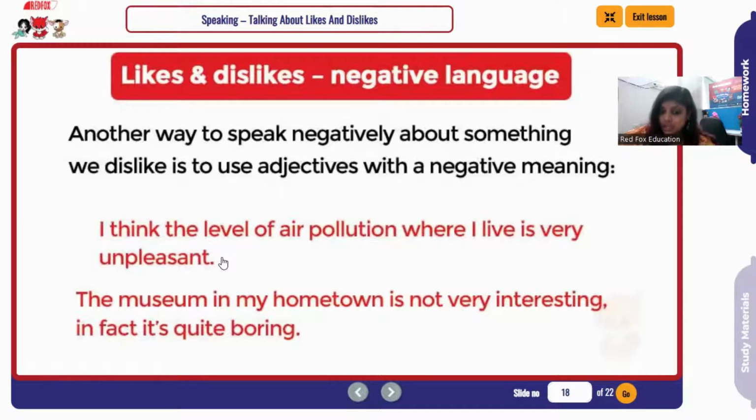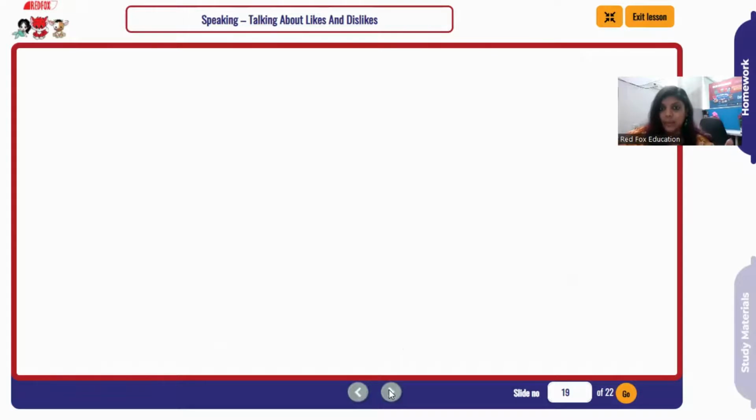These are other ways that you can come up with sentences, to convey that you like or dislike something.